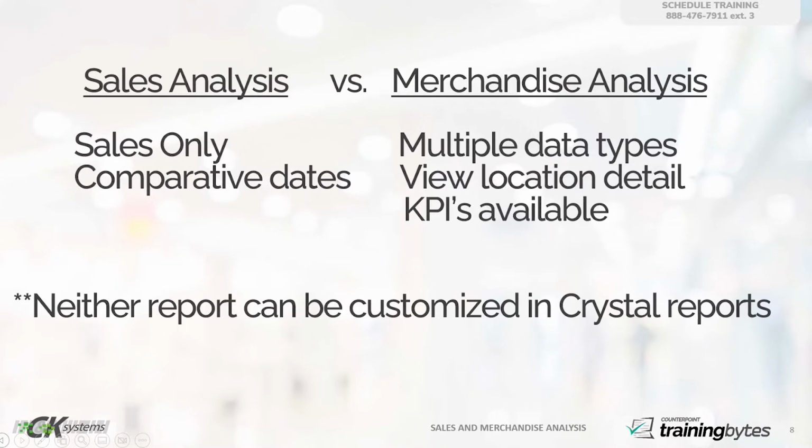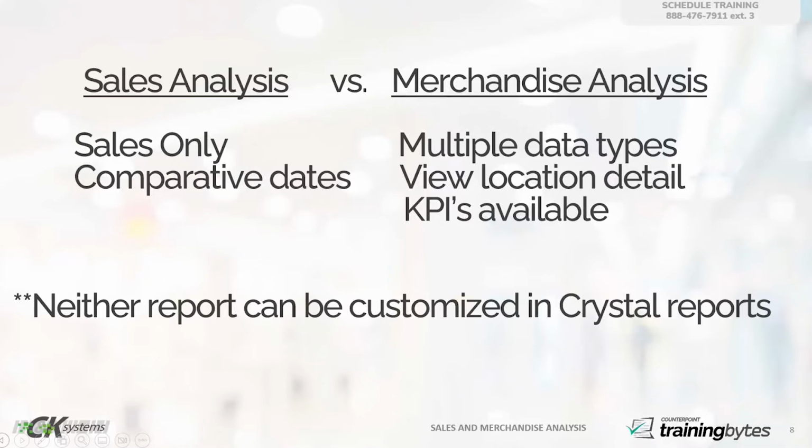So let's start with a 30,000-foot view of my two favorite reports, sales analysis by group and merchandise analysis. So what's the difference? In sales analysis by group, that report will only show sales. There's not a mechanism in a sales analysis by group report to report on sales and quantity on hand, strictly sales. Now, a feature of the sales analysis by group report is that you can have comparative dates: this year versus last year, this month versus last month, yesterday versus the day before.